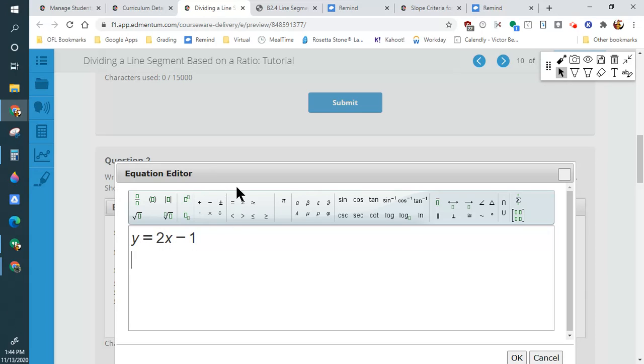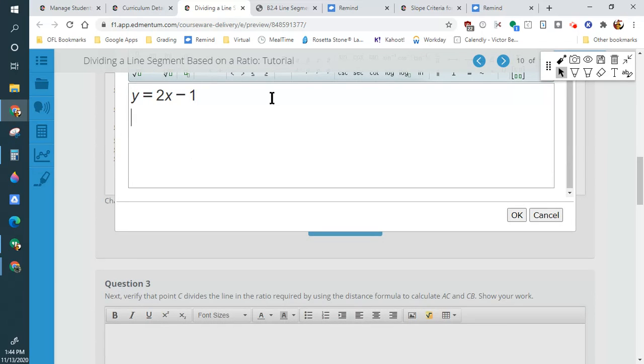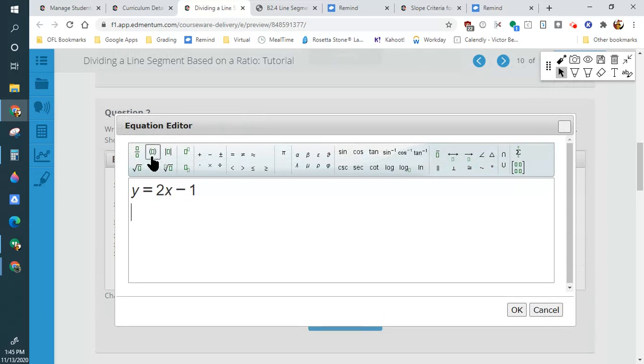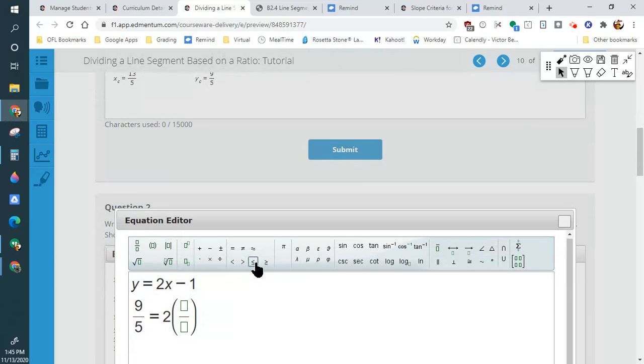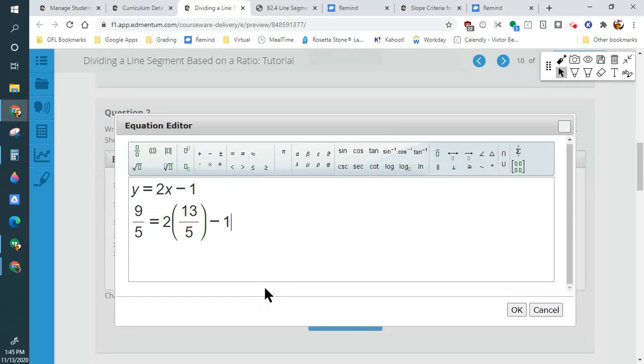Now I'm going to plug in my y. My y said was 9/5. So 9/5 equals 2, let me use their parentheses because I'm going to have to use a fraction in here. Their x value is 13 over 5. So 13 divided by 5 minus 1.